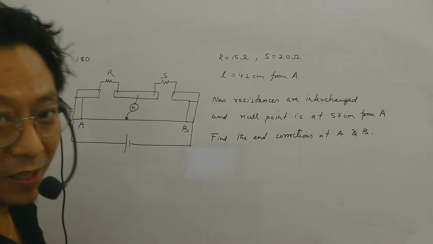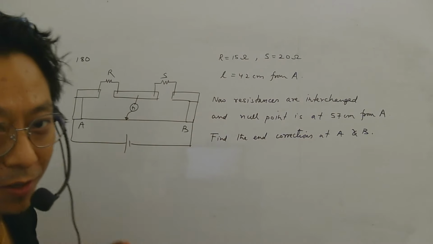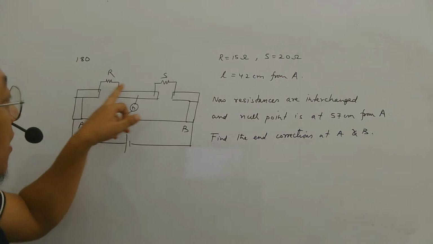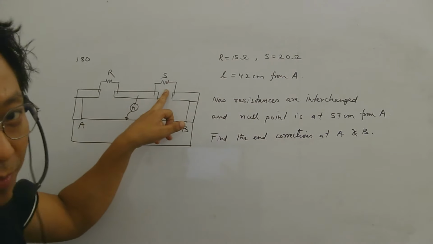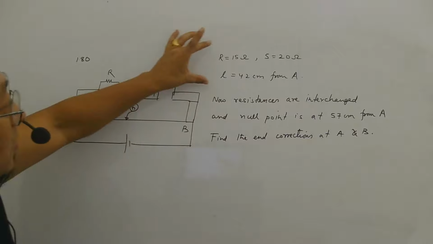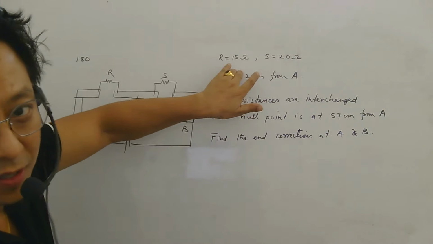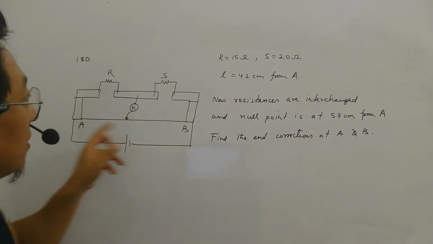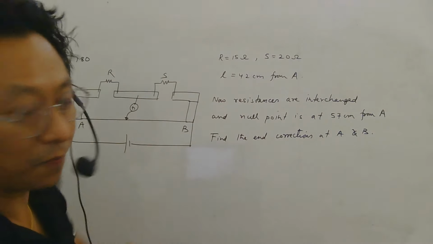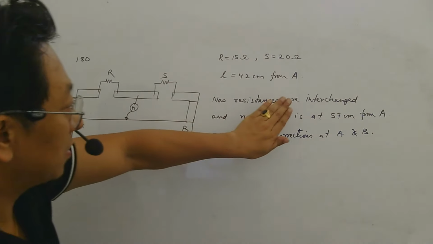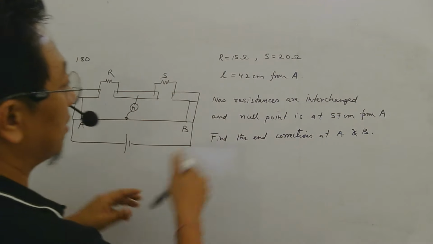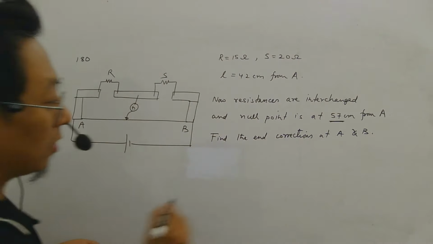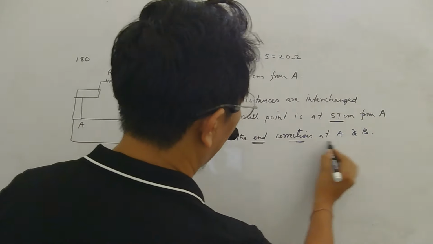Question number 180. Again, they have given you a meter bridge circuit. The resistance on the left gap is R and the resistance on the right gap is S. In the first case, they have given you the resistances and the balance length from A as 42 centimeter. And when the resistances are interchanged, the balance point is now at 57 centimeter. They want you to find the end corrections at A and B.